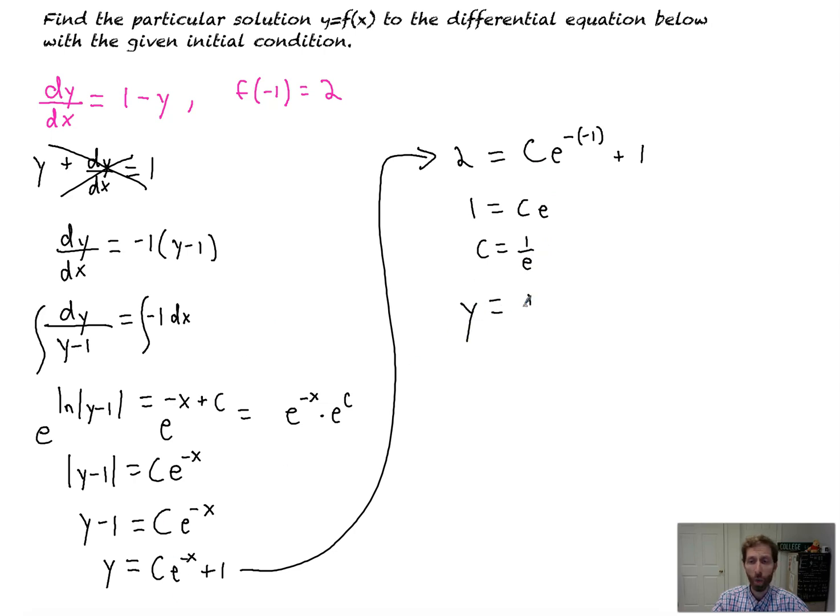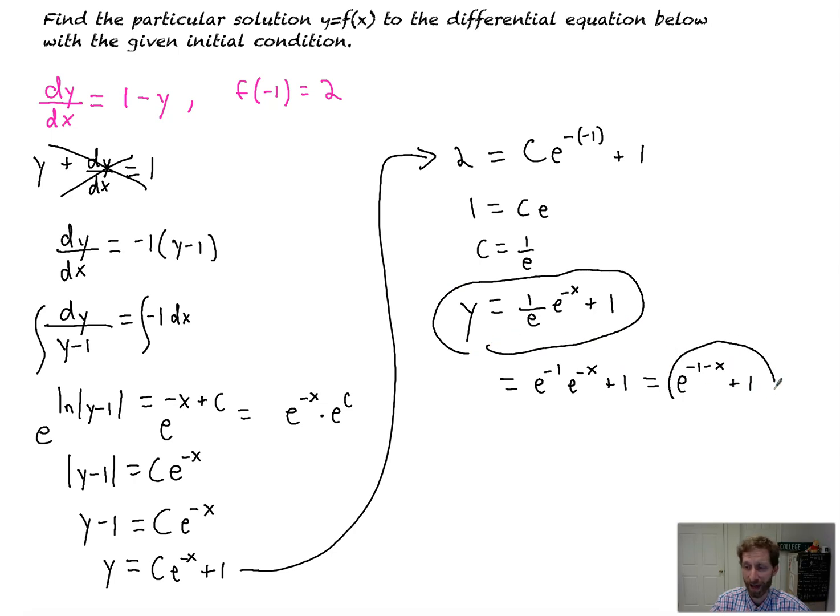y equals 1 over e times e to the minus x plus 1. And that's an acceptable answer on the AB or BC exam. That's perfectly fine. But if your teacher really wants you to, you could get all fancy-like and see that that's e to the minus 1. And when you have the same base, you can add exponents. So it'd be e to the minus 1 minus x plus 1. You don't have to go that far. This is perfectly acceptable. So is that.